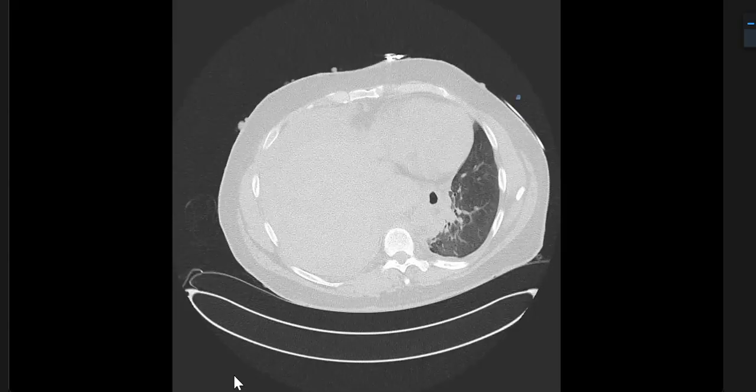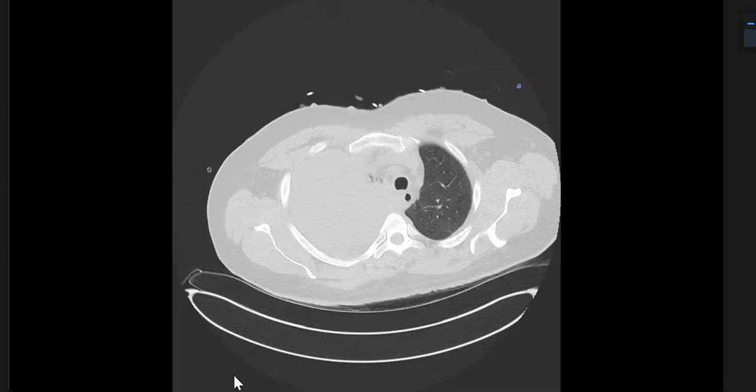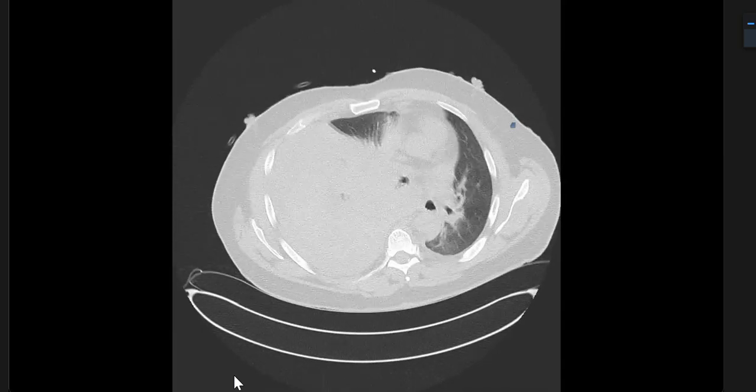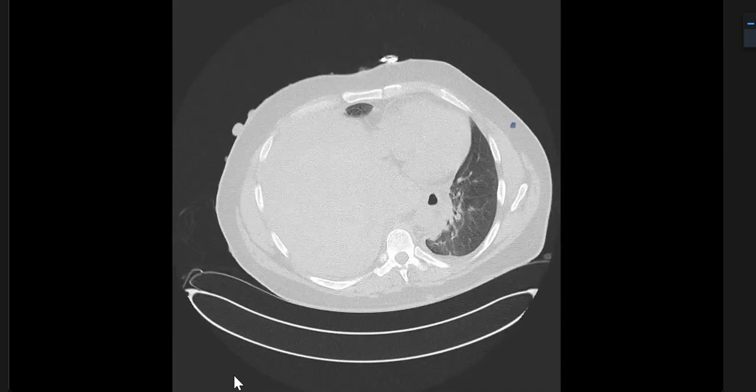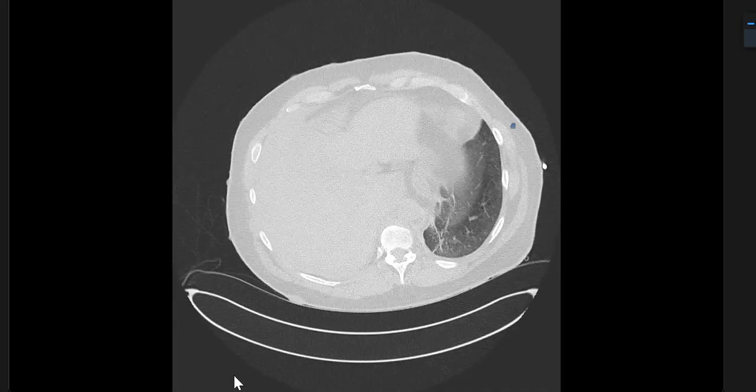So we can see the left lung. The mediastinum is shifted toward the left side, and the left lung appears normal. However, in my routine practice, I will also want to see the contrast images.